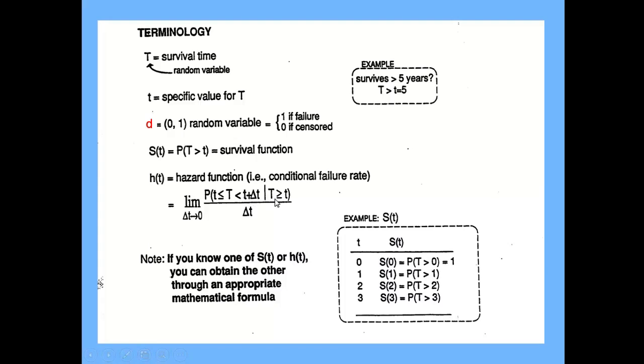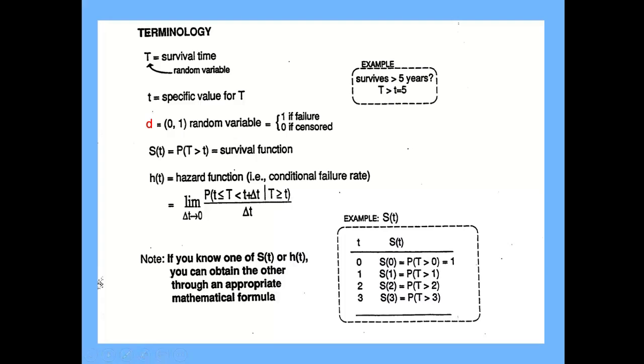So what does this say? We won't look at the denominator yet, but look, what does this say? What's the probability that a person's survival time is between a specific time t and time t plus a little bit further than time t, a little bit after time t? What's the probability that somebody failed in this interval between time t and t plus delta t? That's what that says.